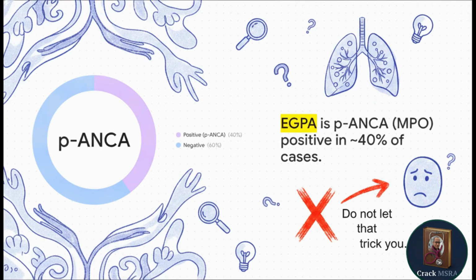EGPA is classified as an ANCA-associated vasculitis, but surprisingly, unlike other vasculitises in this family, only about 40% of EGPA patients are actually p-ANCA positive, specifically anti-MPO positive. That means a whopping 60% are negative. So a negative ANCA test definitely does not rule out the diagnosis. Please do not let an examiner trick you on that.